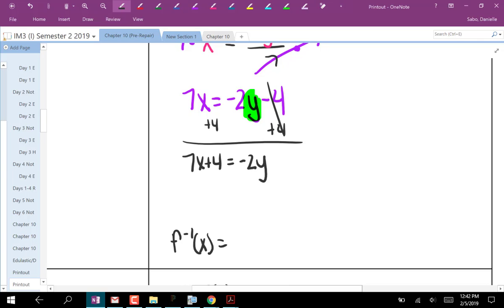And we have one last step. How do I get y alone? What do I do to both sides? Yeah, I divide by negative 2. And that is going to be my final answer here, because you get y is equal to 7x plus 4 over negative 2.